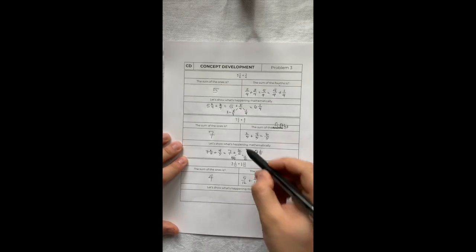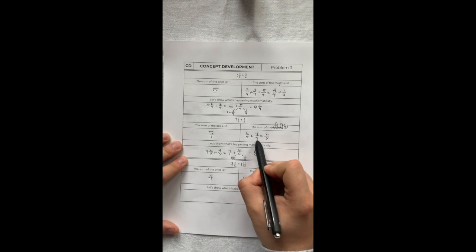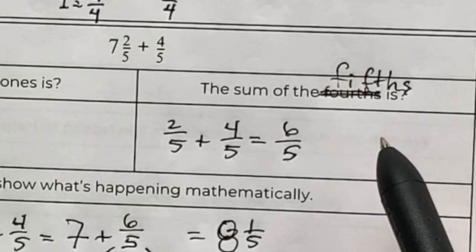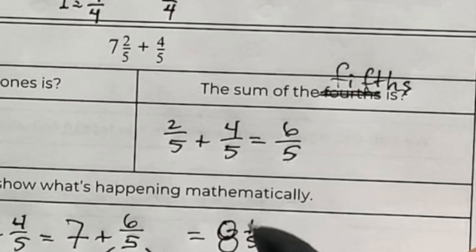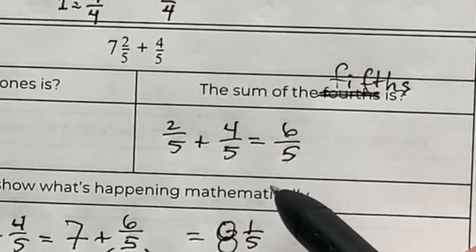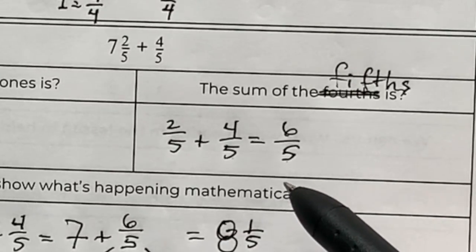Notice for each of these problems, I'm never adding the denominators. Those are staying the same. I can only add like units. So if I had changed those numbers on the bottom to say, like in this case, tenths, because I added the 5s together, that's not actually mathematically correct.